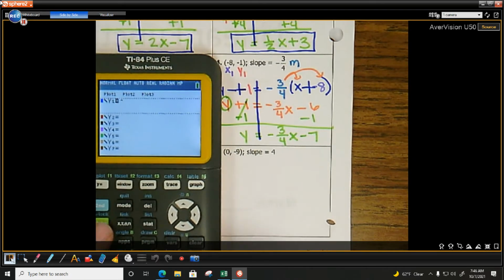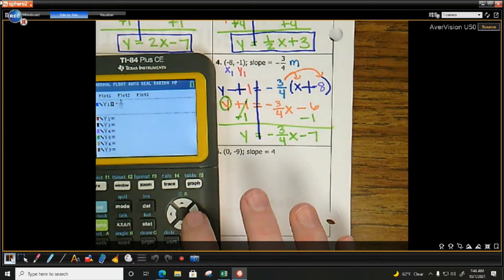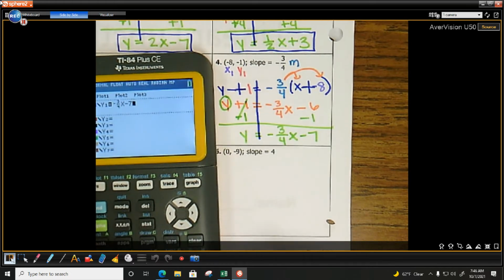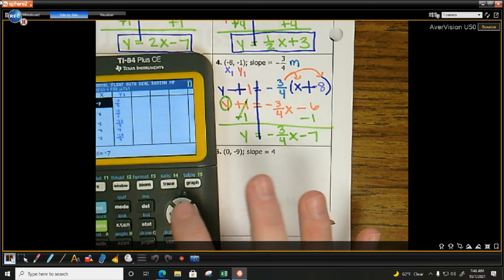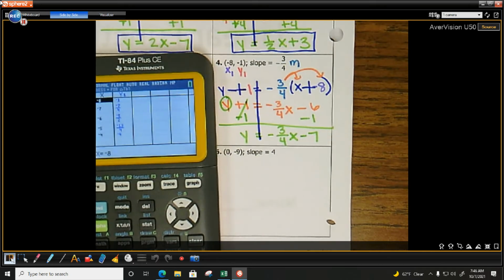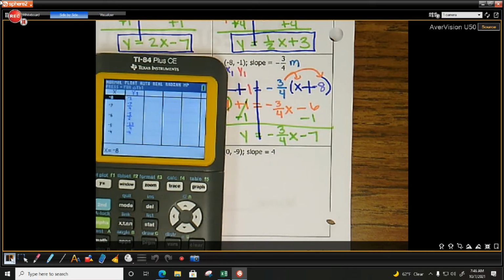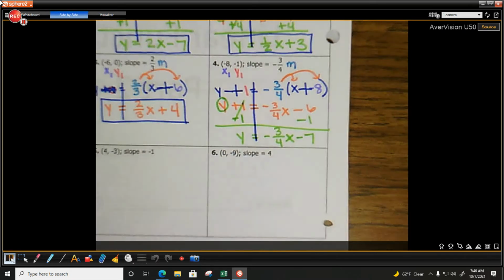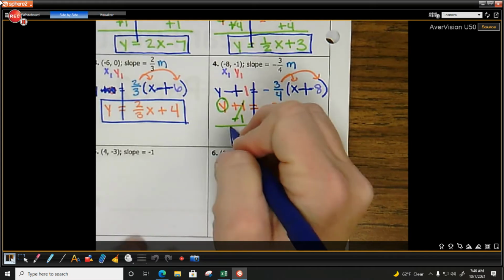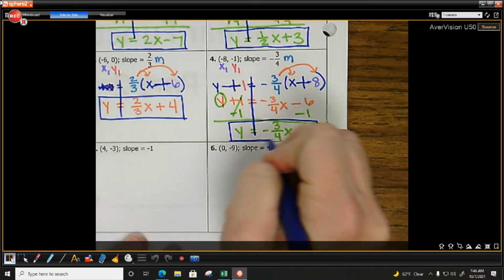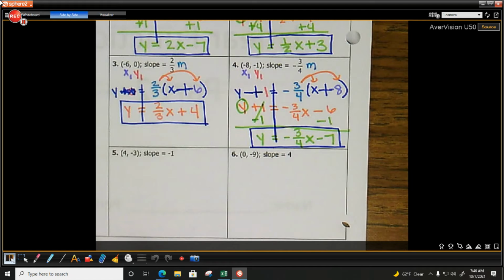So -3/4 x minus 7. And then, does it have -8, -1? Yep. Okay, so we are correct. Y'all are going to do number 5 on your own. When you're doing number 5, please, after you get your answer, check it on the calculator.